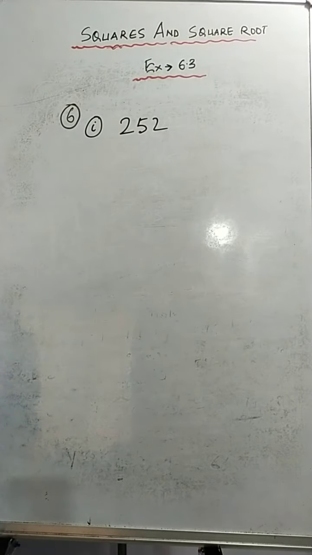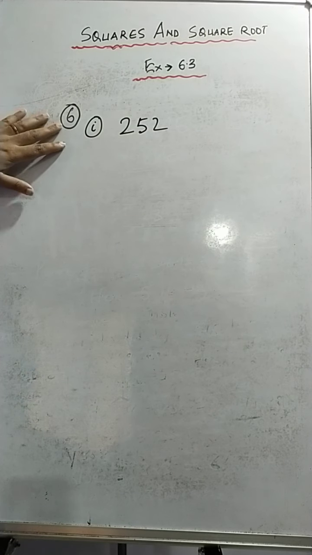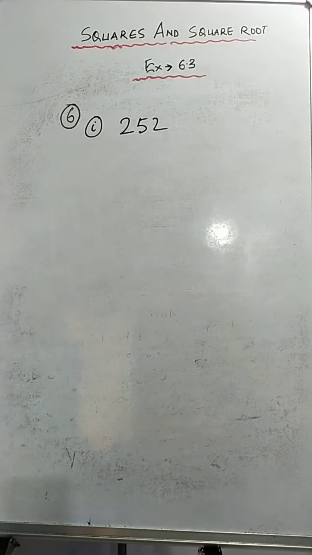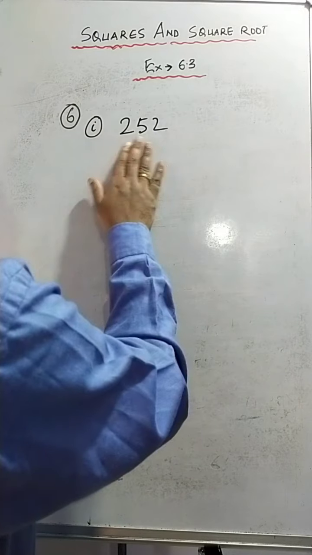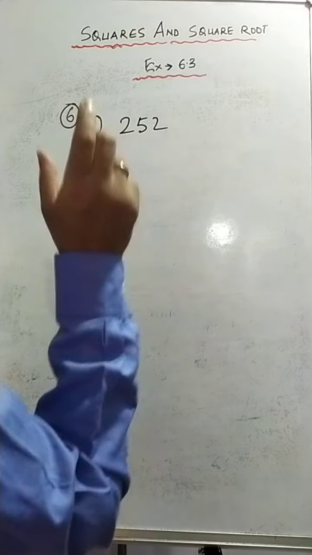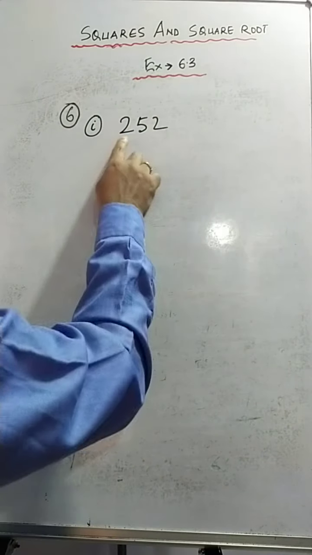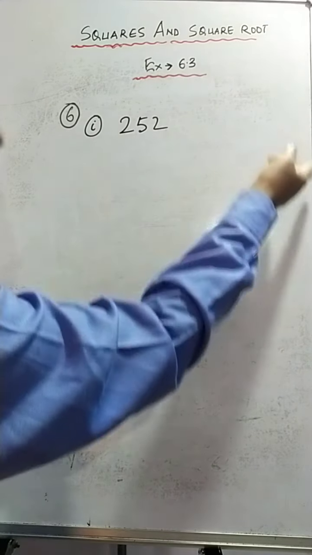Fine. So we have 6 sums in question number 6. So I will explain the first 4 sums. Fine, and the remaining 2 sums would be your homework, students. Okay. Now the first number given is 252. Now the first job is to get the smallest whole number by which you will divide this number to make it a perfect square.